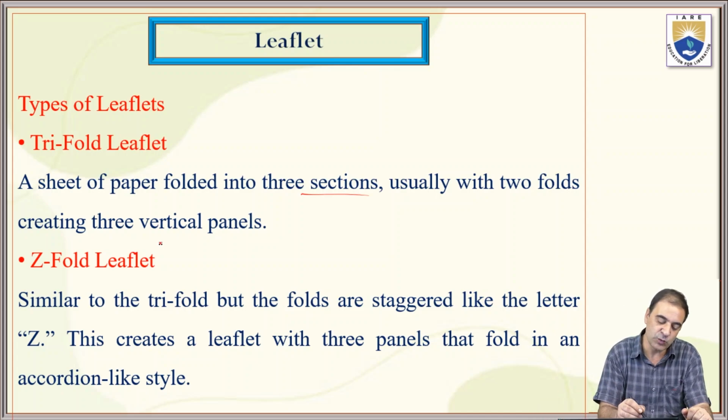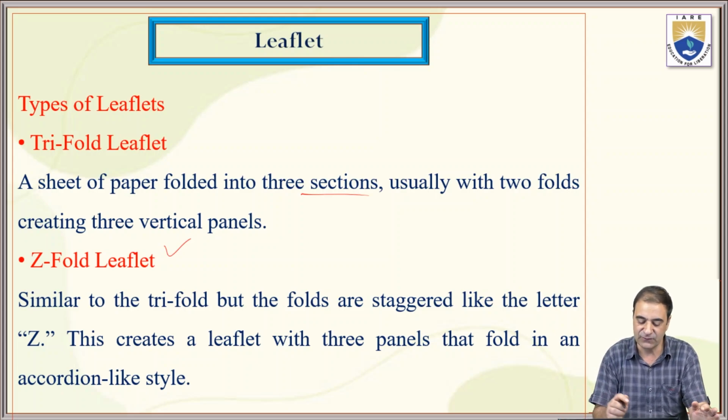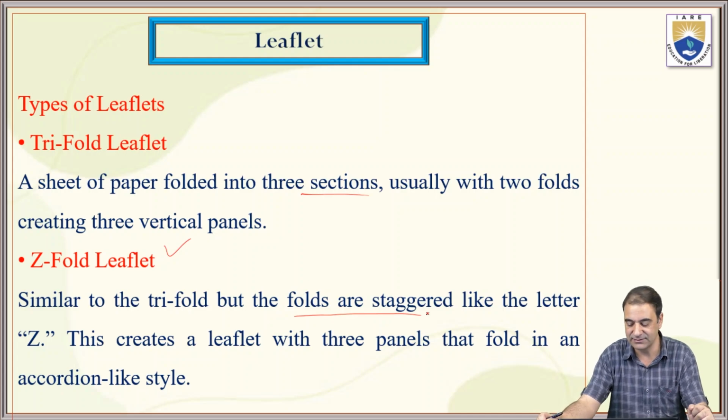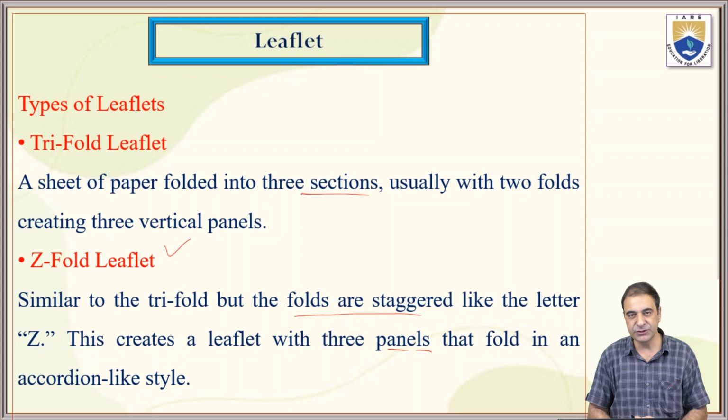And then we have the next one, that is the Z-fold leaflet. Similar to trifold, but the folds are staggered like the letter Z. This creates a leaflet with 3 panels that fold in an accordion-like style. Here again, it's like a trifold sheet, but when we fold the sheet, it creates the shape of Z. That's why we often call it Z-fold leaflets.